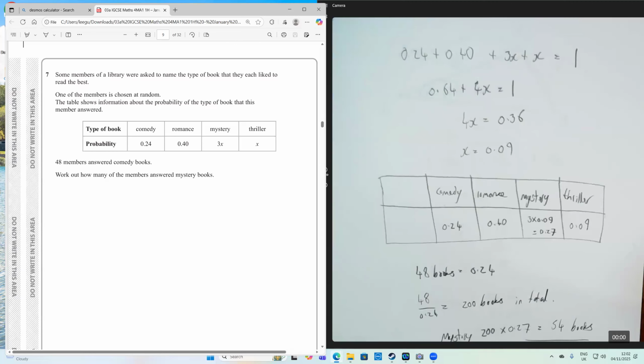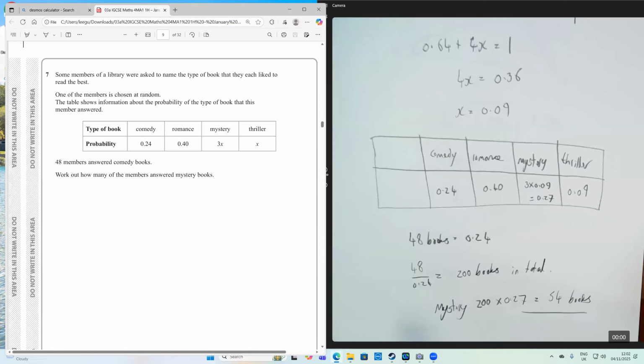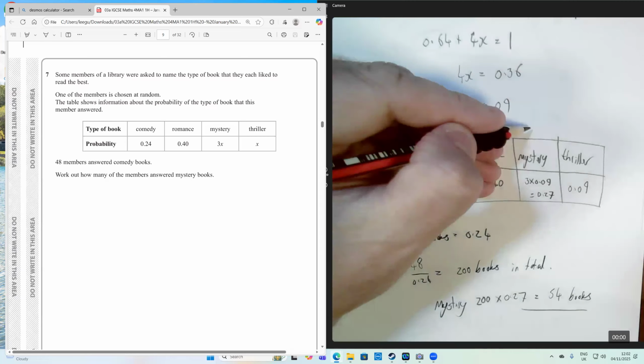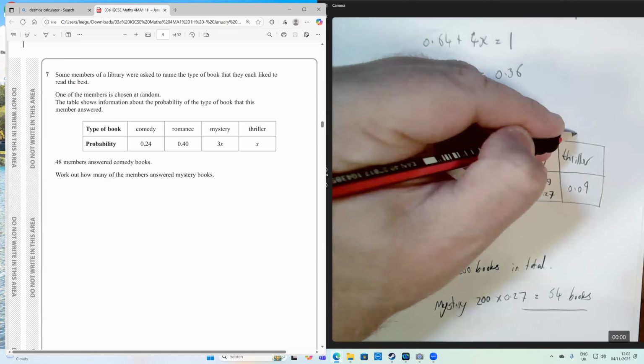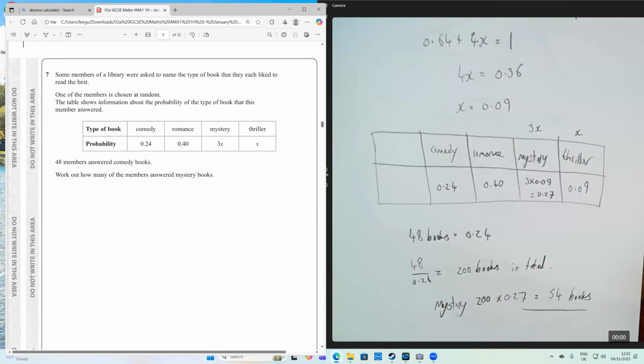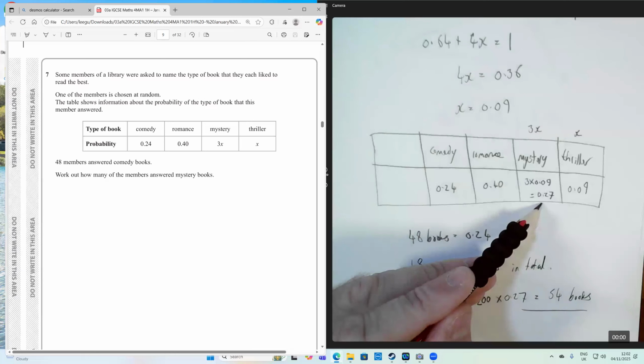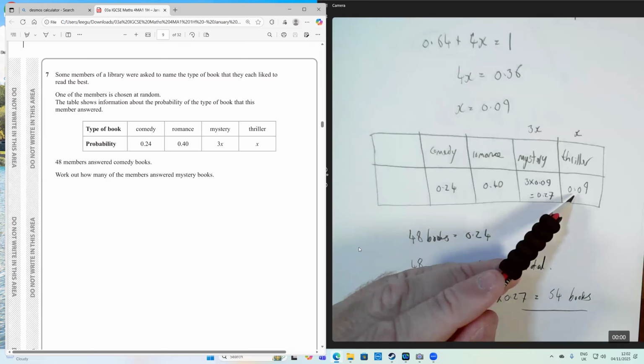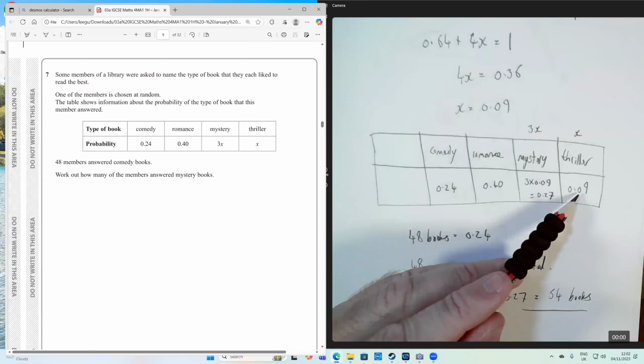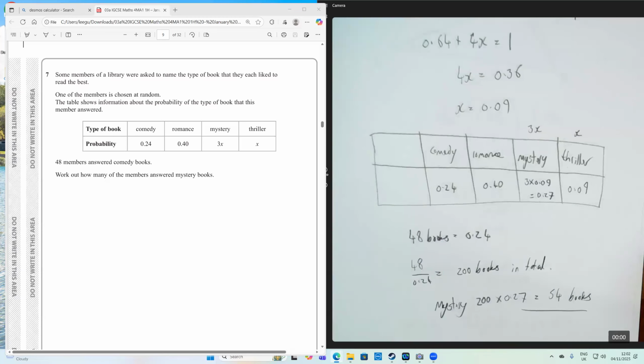So now we can complete our table with our probabilities, because we know that this one is 3x and that one is x. So 3 times 0.09 is 0.27, and x itself is just 0.09. So we've completed our table there. Okay, perfect. Now, what does the question go on to ask us?